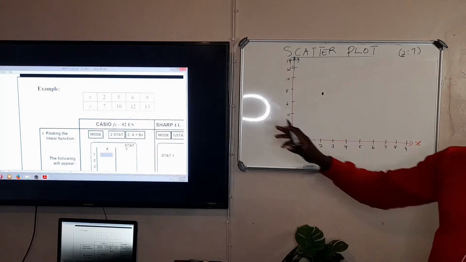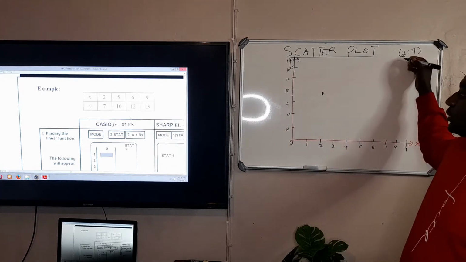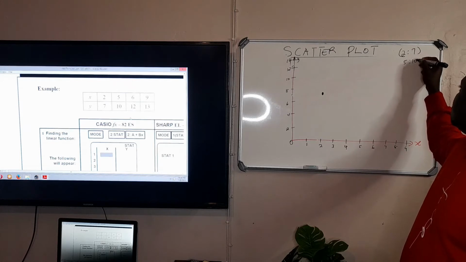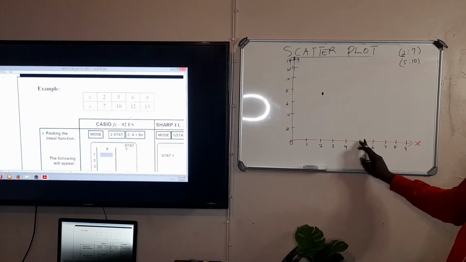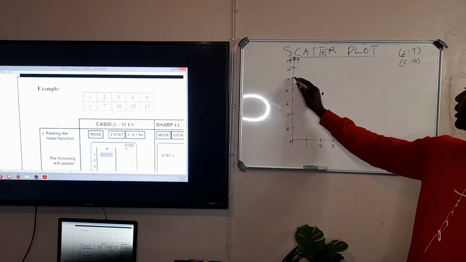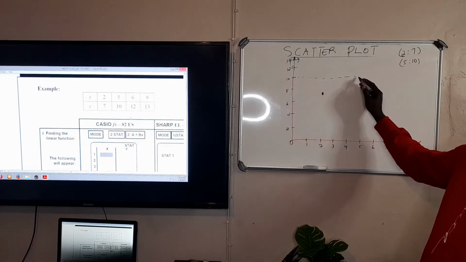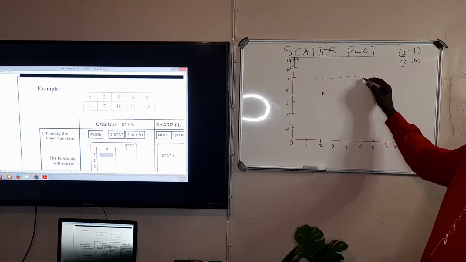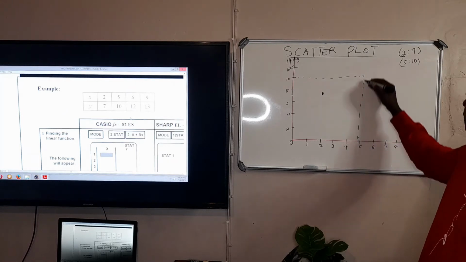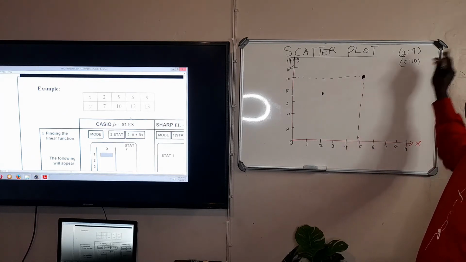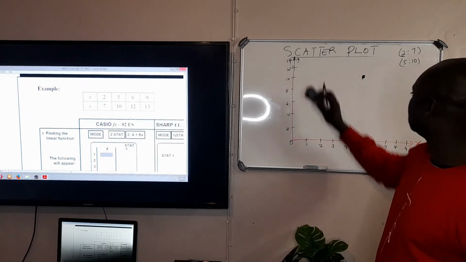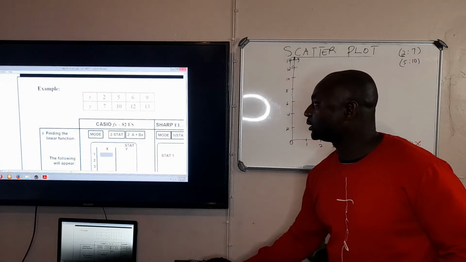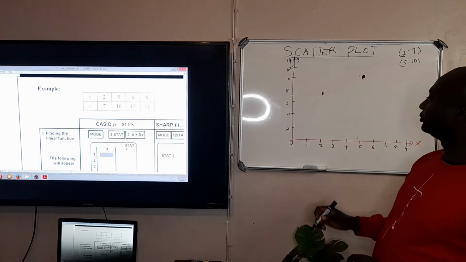Now we are going to look at the next point to plot, which is (5, 10). We look for 5 on the x-axis and then look for 10 on the y-axis. Wherever it meets with x, you put a point, which is 5, this point. So here is our point. I clean off again. Now the next point is (6, 12).